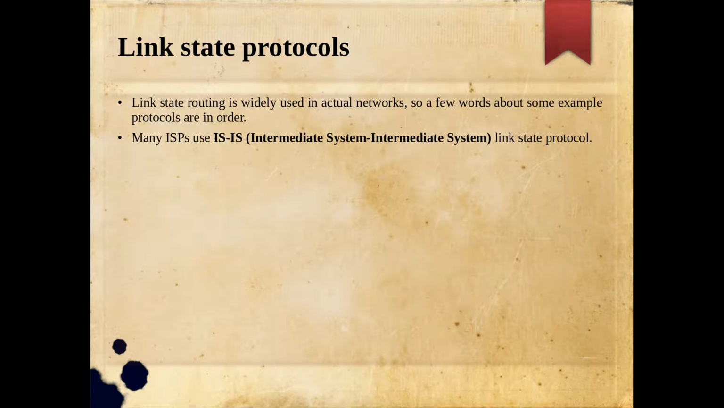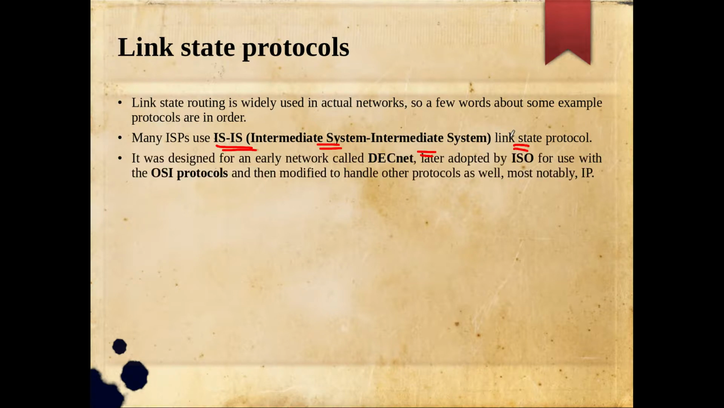Many internet service providers use the very first and popular implementation of the link state routing algorithm, called ISIS, the Intermediate System to Intermediate System protocol, right? It was designed for an early network called DECnet. So that is where it originated.